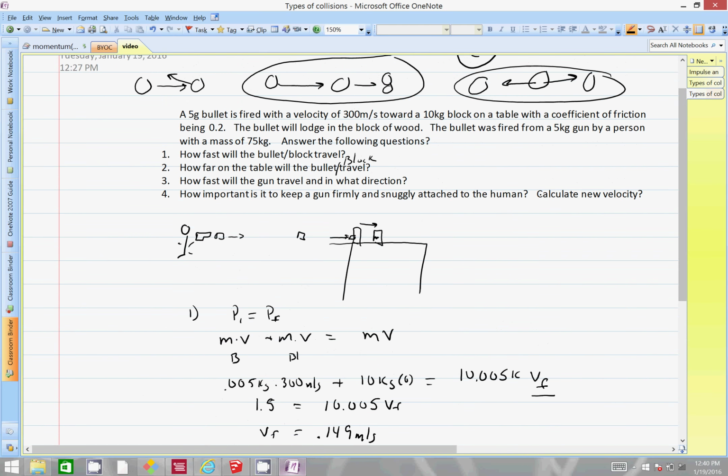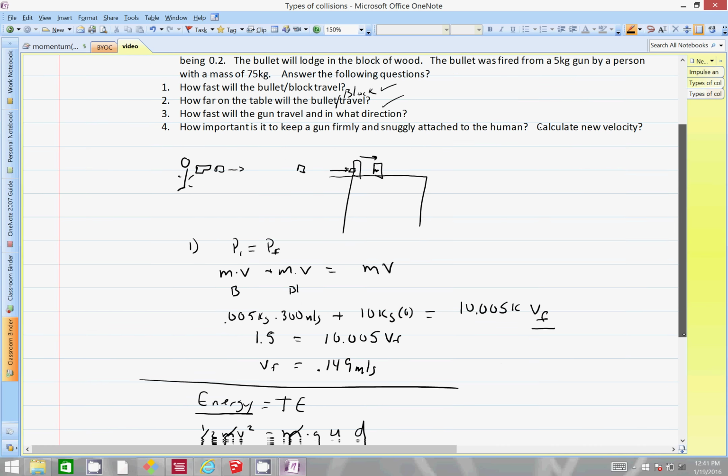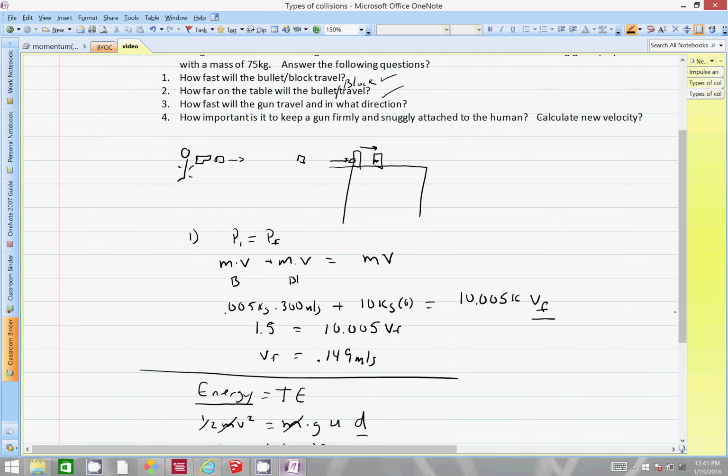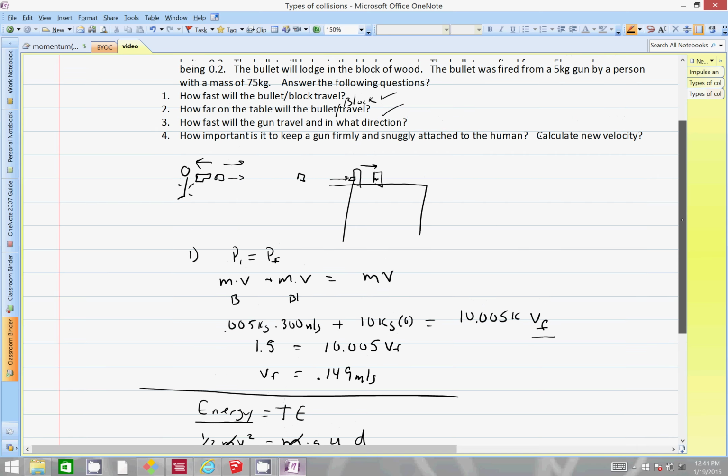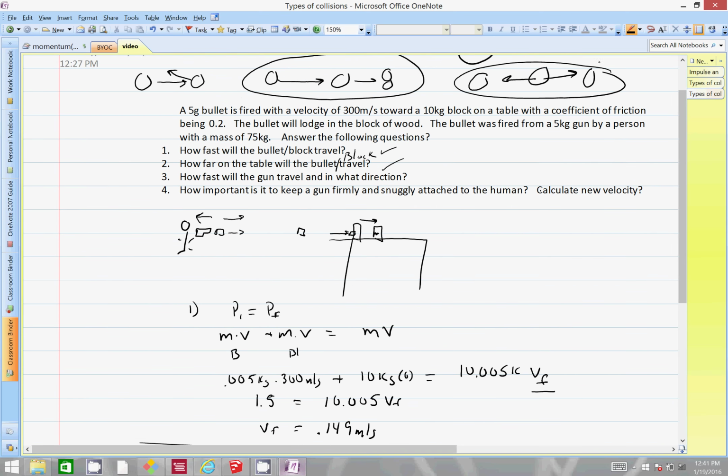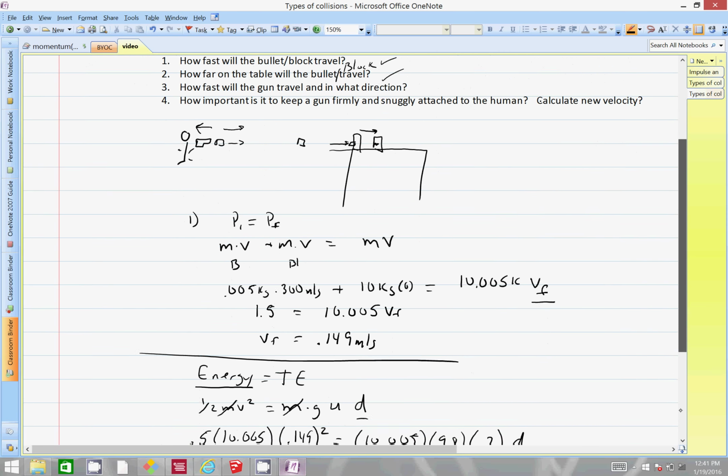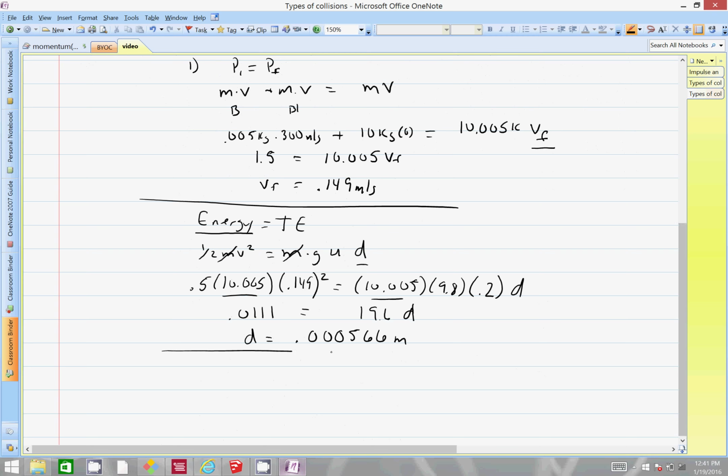So, what else do we got here? We got that one, we got that one. How fast will the gun travel and in what direction? For every force, there's an equal and opposite force. So as the bullet goes this way, the gun will explode going that way. This is this type of explosion in this case right here. One object goes one way, one object goes the other way, and neither of them start with any momentum because it's staying still, but in the end the momentum still equals 0.